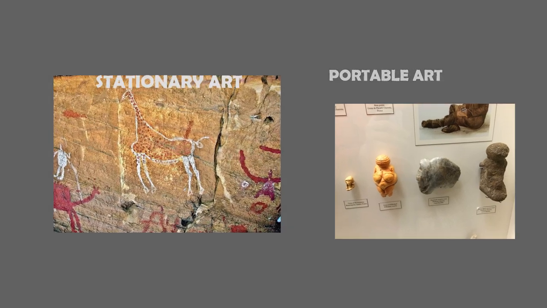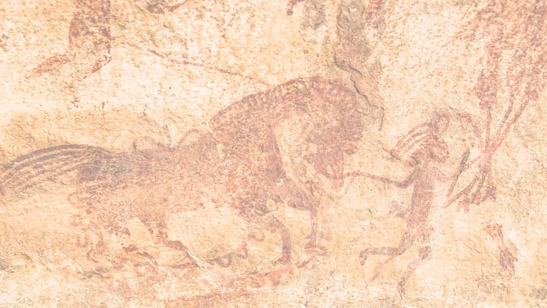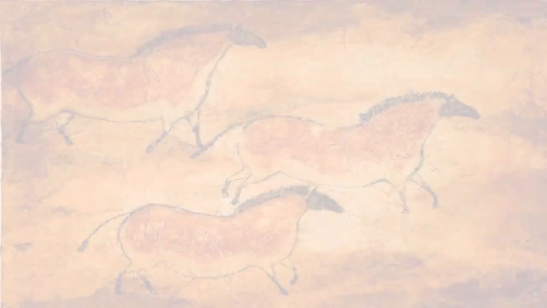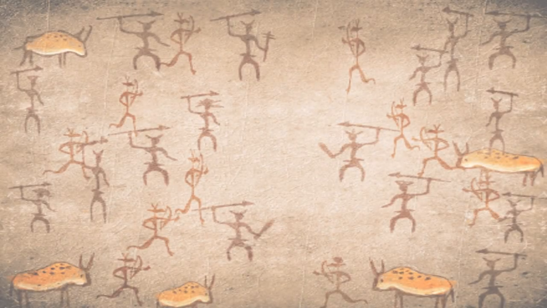When we talk about stationary art, paints were manufactured from combinations of minerals, ochres, burnt bone meal, and charcoal mixed into mediums of water, blood, animal fats, and tree saps. Cave paintings contain far more non-figurative art, meaning many elements are symbolic rather than realistic. Here are some examples of stationary art. We have this, and also this one.